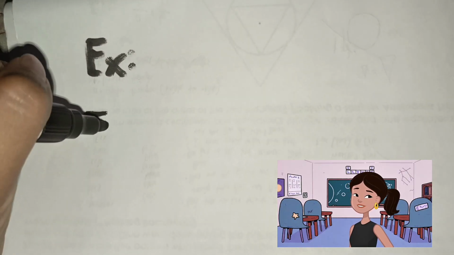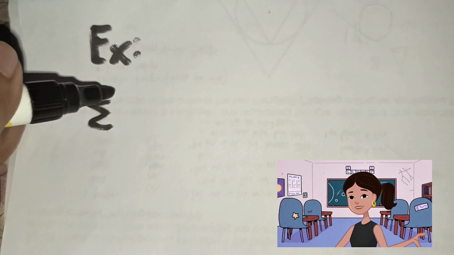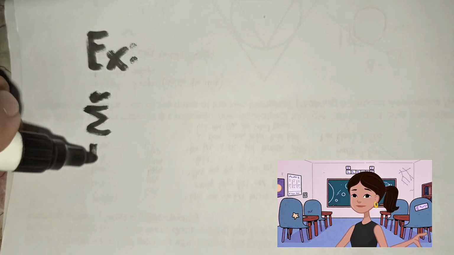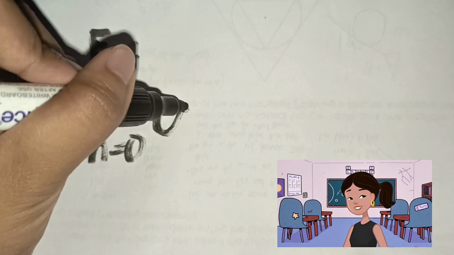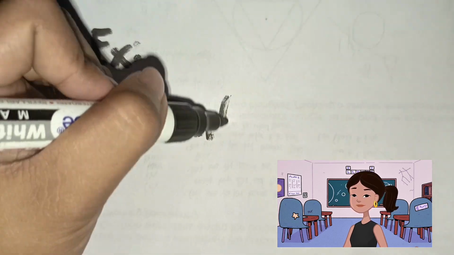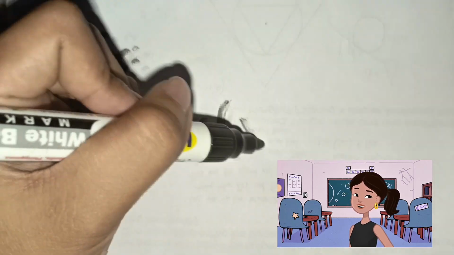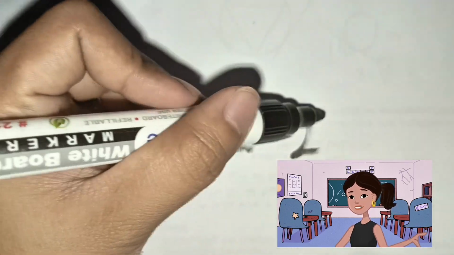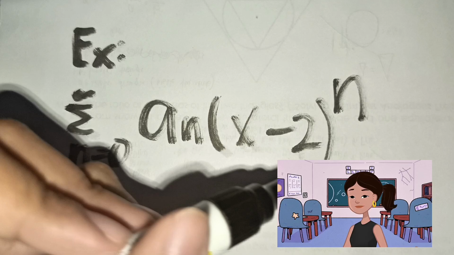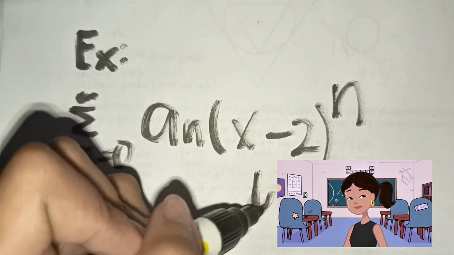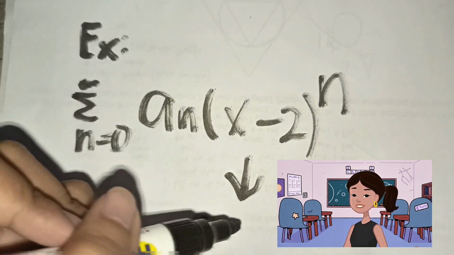So this is our first example. We need to determine what is the c of that example. So it's a sub n times x minus 2. So what is the value of c? The value of c is equal to 2, from that value, x minus 2.